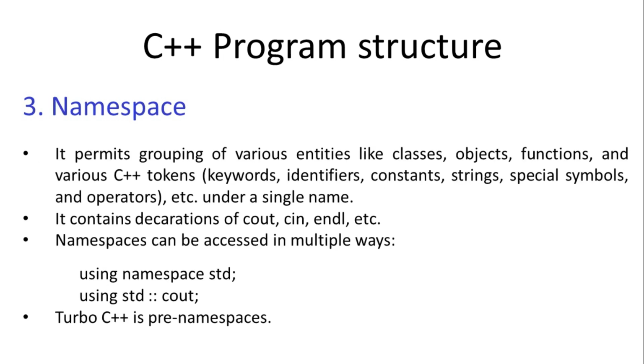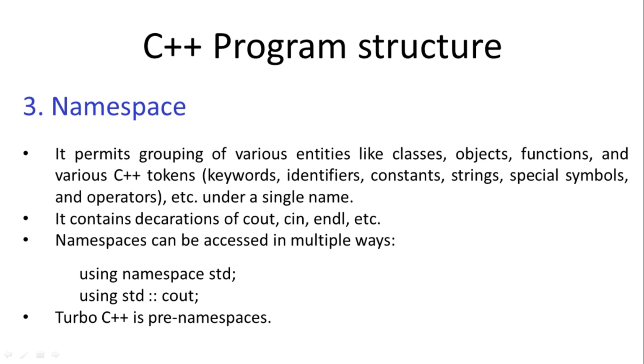Next are namespaces. Namespaces permit the grouping of various entities like classes, objects, functions, and various C++ tokens, again keywords, identifiers, constants, strings, special symbols, and operators, under a single name. The namespace contains the declarations of cout, the function used to display output in a C++ program, cin, used to take input from the user, and endl, the function used for going to a new line. These functions are available in the namespace whose name is std, that is, standard.